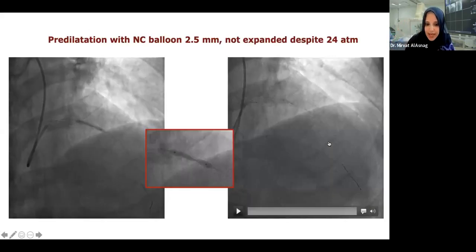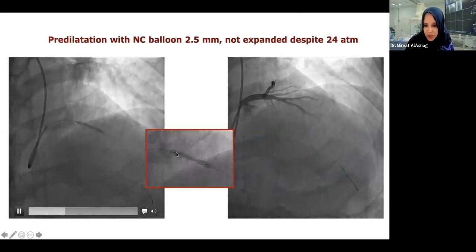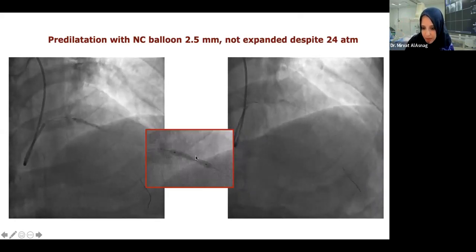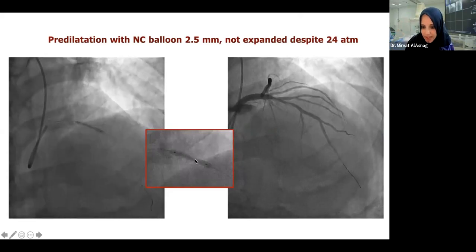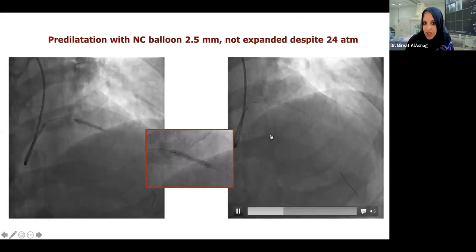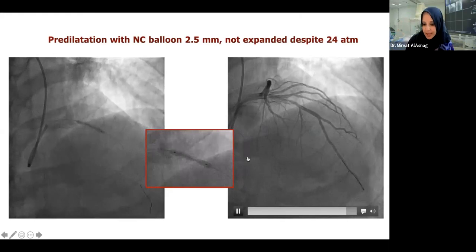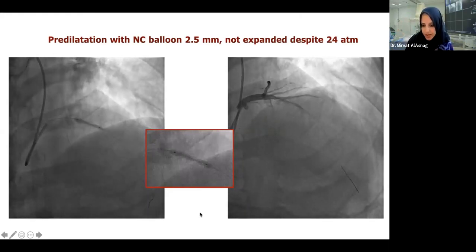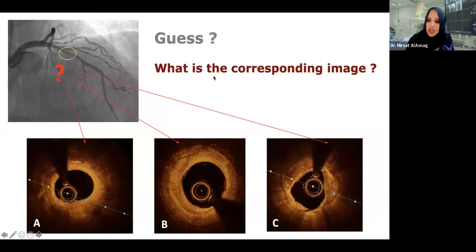Then you put it to a test. You bring the balloon to pre-dilate, and you do see that it's not yielding. There's a very focal segment over here that's actually not yielding. So now you know that it's not expanding, although you're going at higher pressures. So what do you think the most likely corresponding image for that one is? Do you think it's A, B, or C, folks? Which one do you think it is?